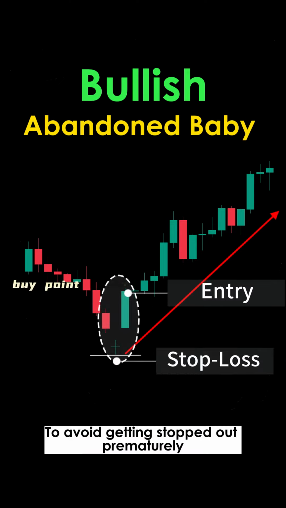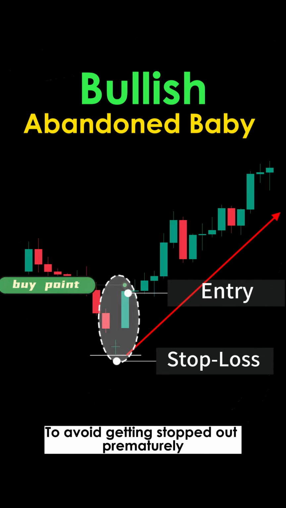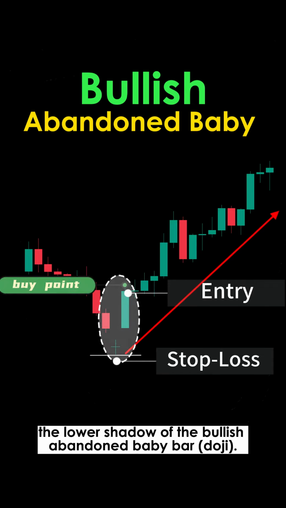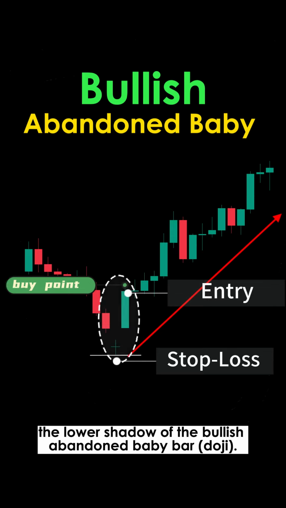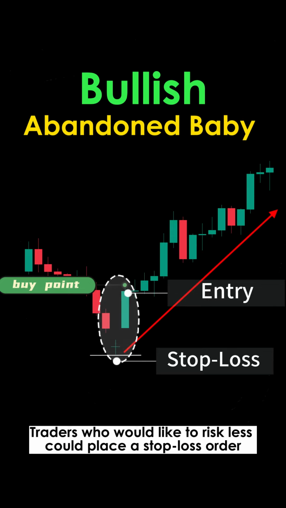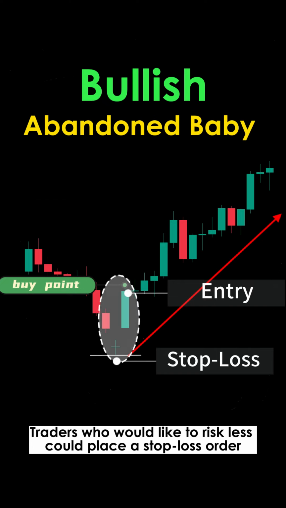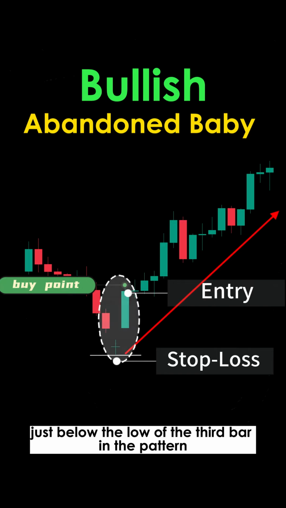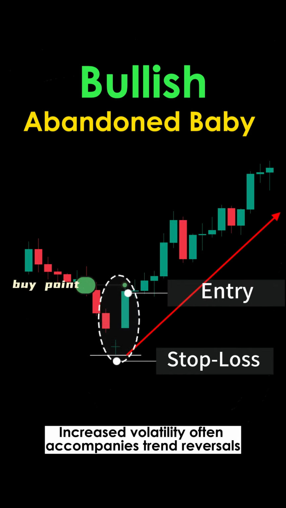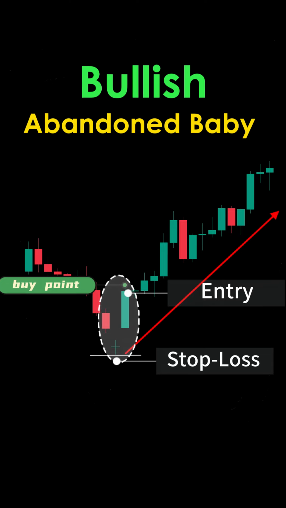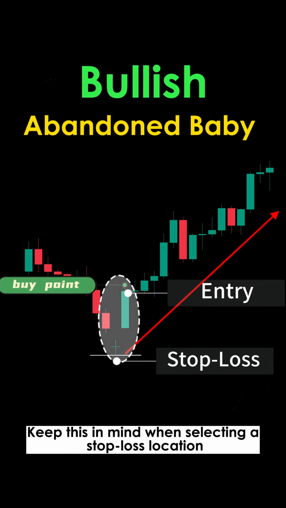Stop loss order: to avoid getting stopped out prematurely, traders could place a stop loss order below the lower shadow of the bullish abandoned baby bar, doji. Traders who would like to risk less could place a stop loss order just below the low of the third bar in the pattern. Increased volatility often accompanies trend reversals. Keep this in mind when selecting a stop loss location.